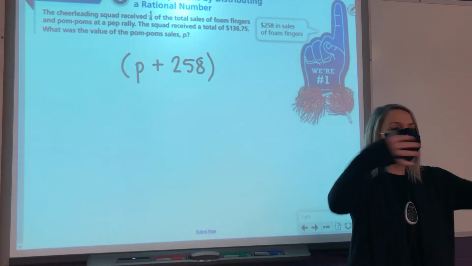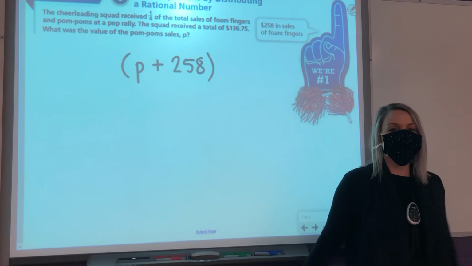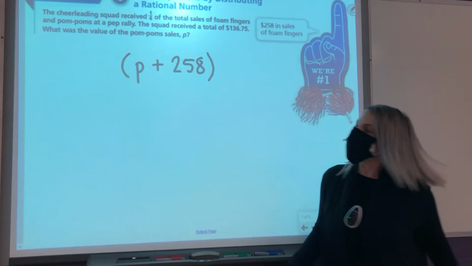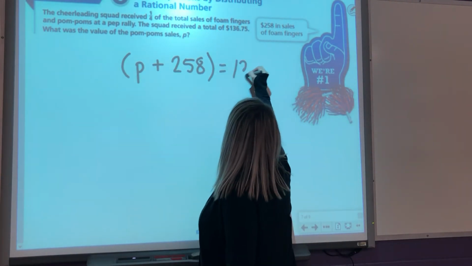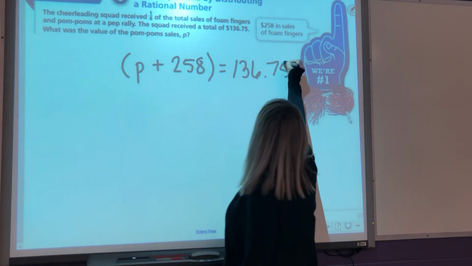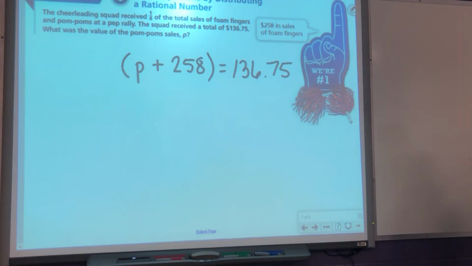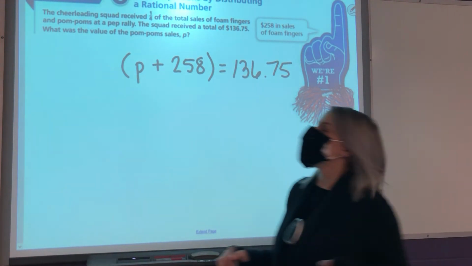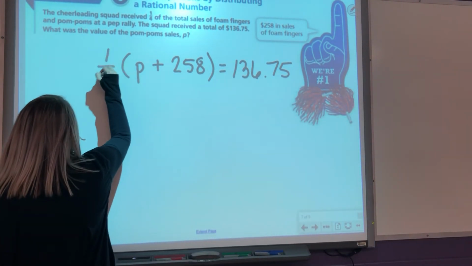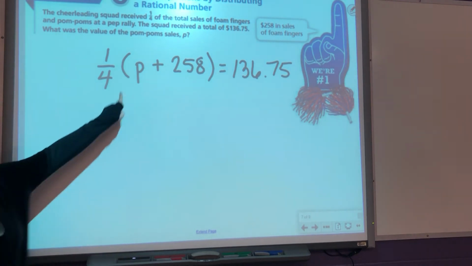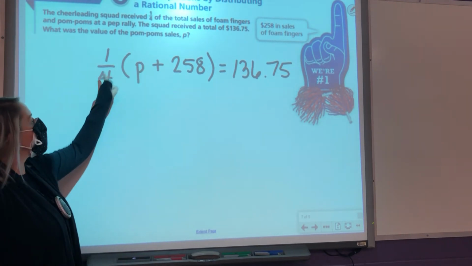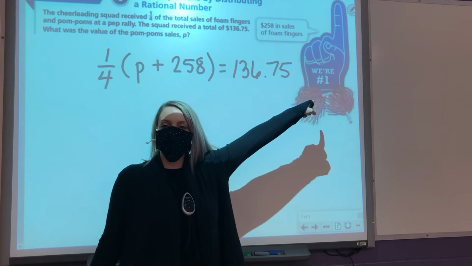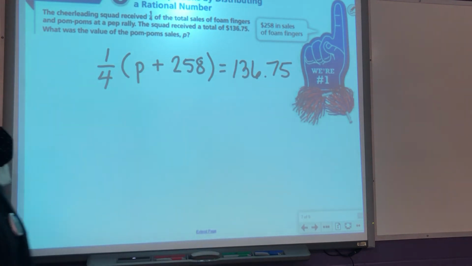How much did we receive in total? How much did the cheerleading squad make? $136.75. Was that all of the sales? No. We only made 1/4 of the total, and 1/4 of this total is $136.75.